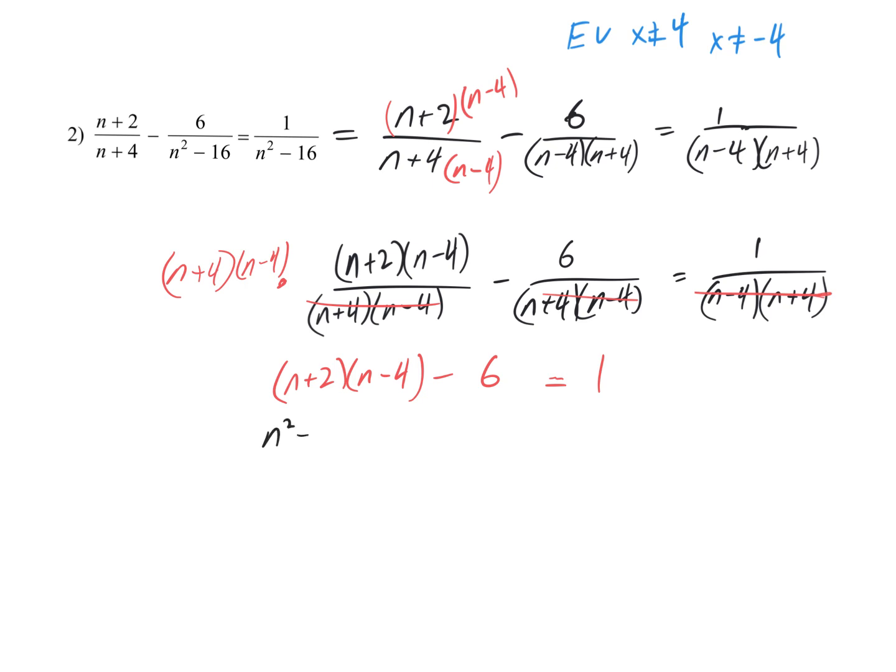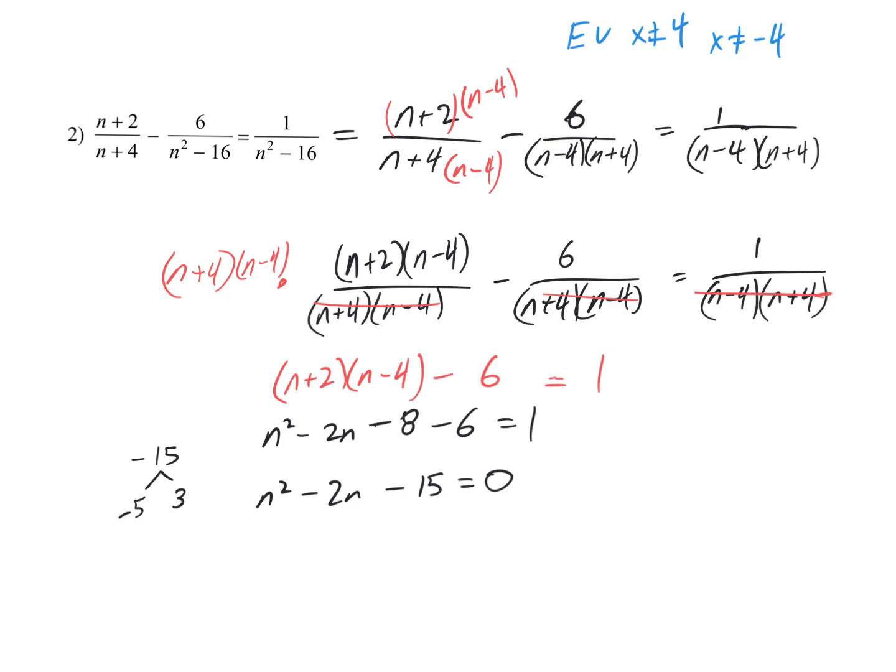n squared - 2n - 8 - 6 = 1. Put everything together: n squared - 2n - 15. And then now let's factor it and solve it. So numbers that multiply to negative 15, let's use negative 5 and 3.